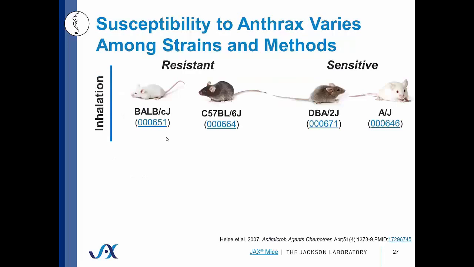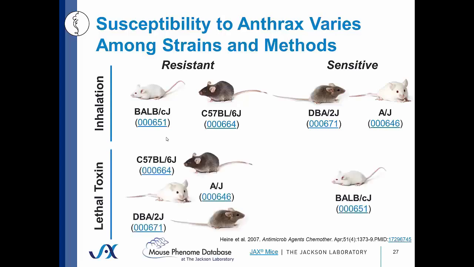So like in our previous examples, inbred mice display a range of susceptibility to anthrax infection, not only by inhalation, but also by administration of lethal toxin. So we can see that BALB/CJ mice and C57 Black 6J mice are resistant to inhalational anthrax administration, whereas DBA2Js and AJs are sensitive. However, if you administer lethal toxin, anthrax lethal toxin, Black 6J mice are still resistant. AJs and DBA2Js are also resistant, whereas the BALB/CJ mice are sensitive.